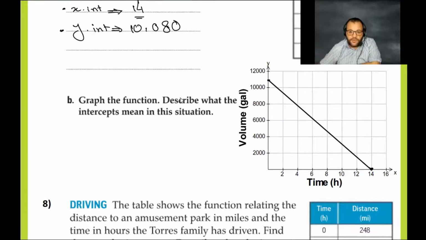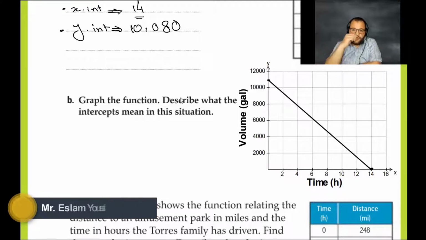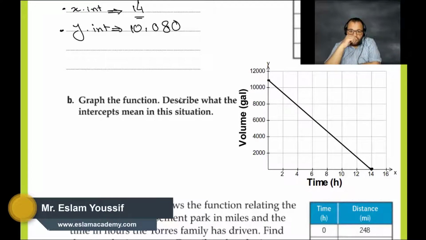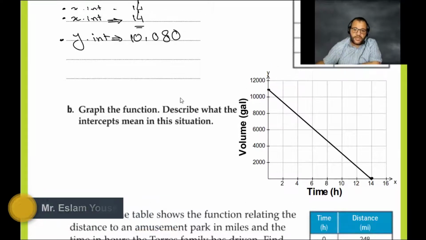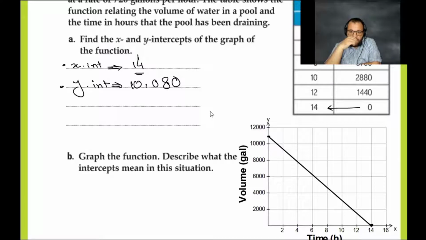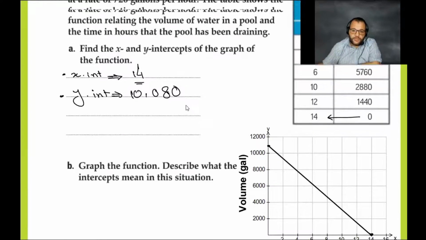Can you give me the meaning of the x-intercept? X-intercept is when the line intersects with the x-axis. Where the line intersects the x-axis? From the table that you have.